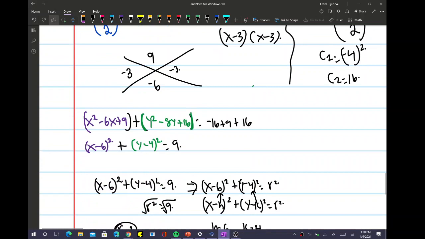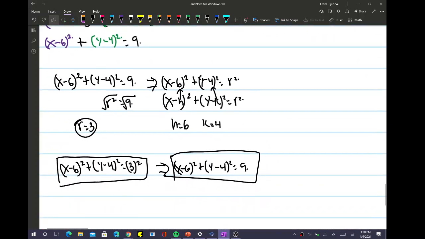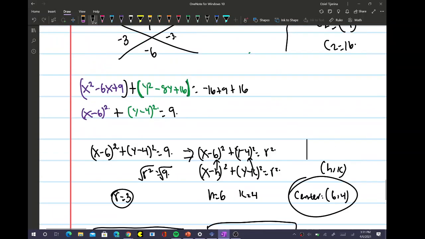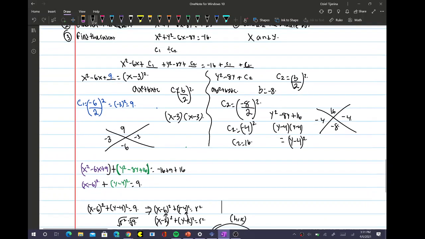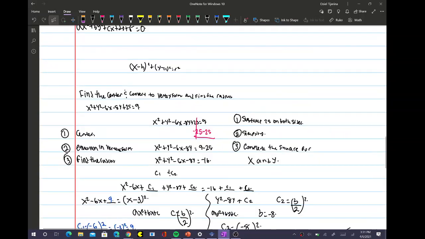So yeah, and our center is 6, 4. So our center is h, k, 6, 4, right? So that is how you would graph, and that is how you do circles, basically.